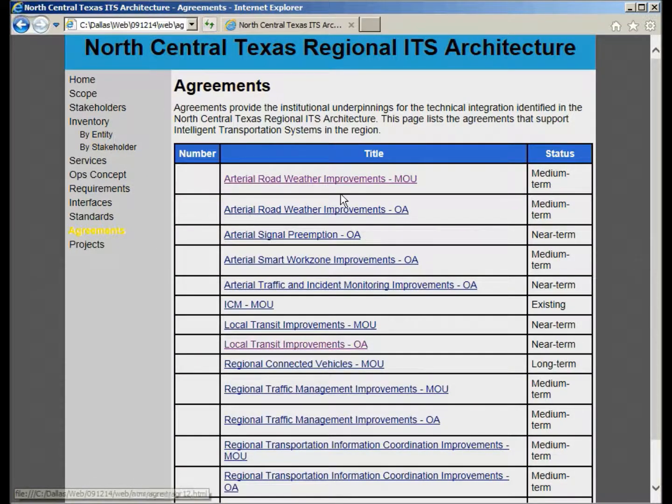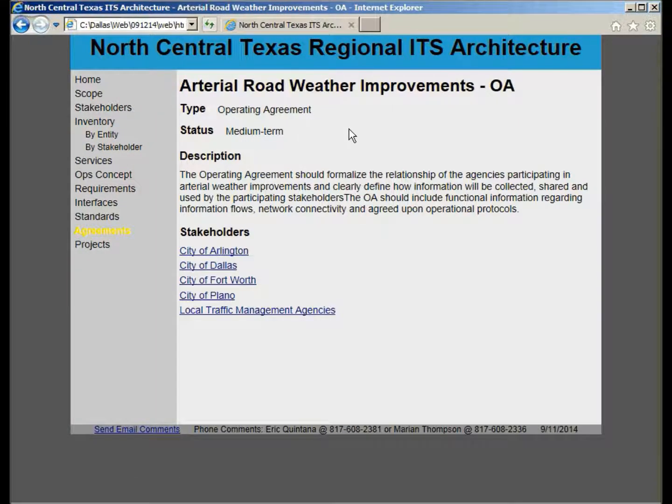The Agreements button describes all the types of agreements that are relevant to the North Central Texas Regional ITS Architecture by project. For example, for arterial road weather improvements, there is a memorandum of understanding that will be required, as well as an operating agreement. By clicking on that link, you may get a description of the operating agreement that will be required and which stakeholders will participate in that operating agreement.